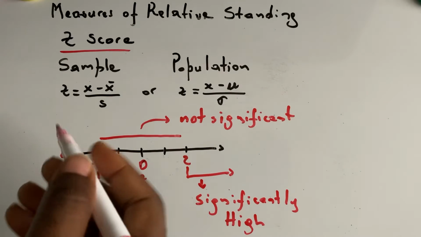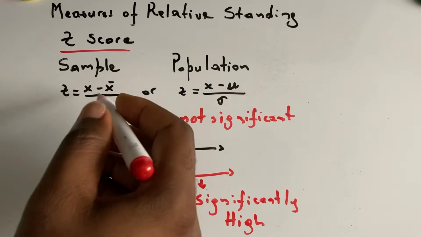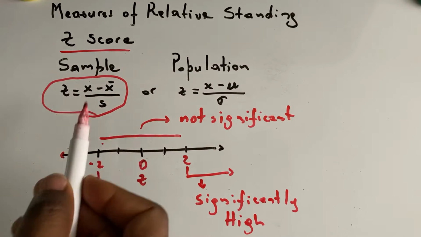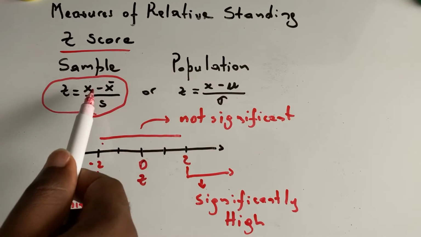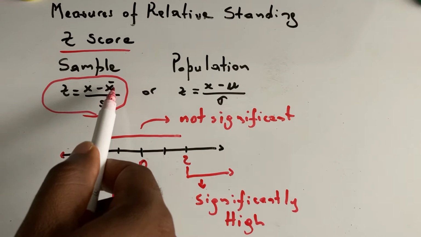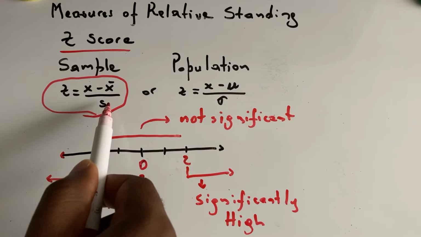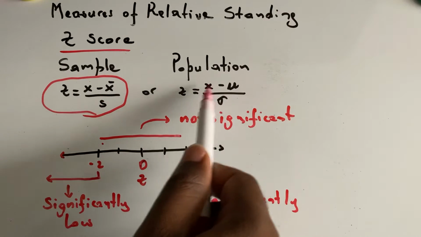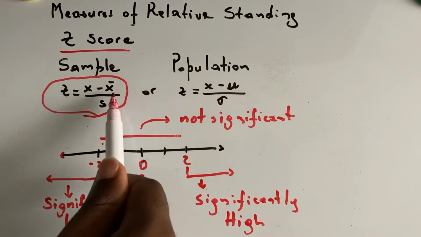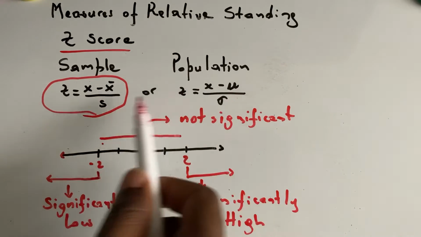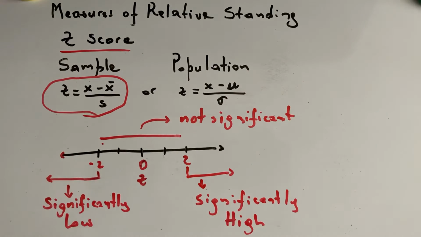Now, if you're dealing with a sample, this is the formula. The z-score is obtained by subtracting the mean from the individual value, then dividing by the standard deviation. For a population you do the same thing. It's just that instead of x bar you use mu, because that's the population mean, and instead of s you use sigma. So these two formulas are really the same formula.